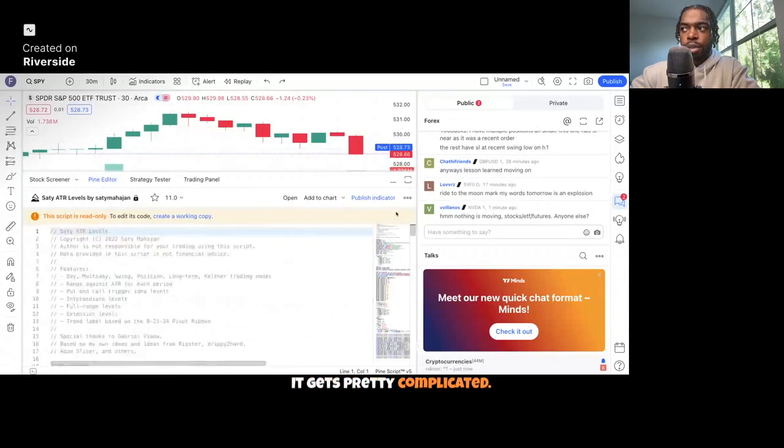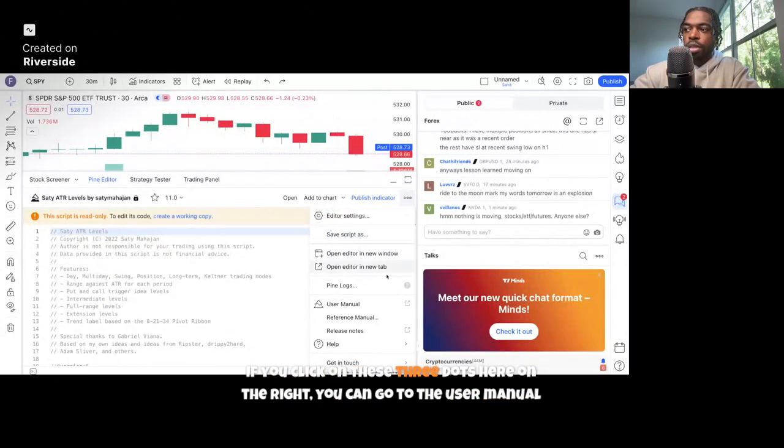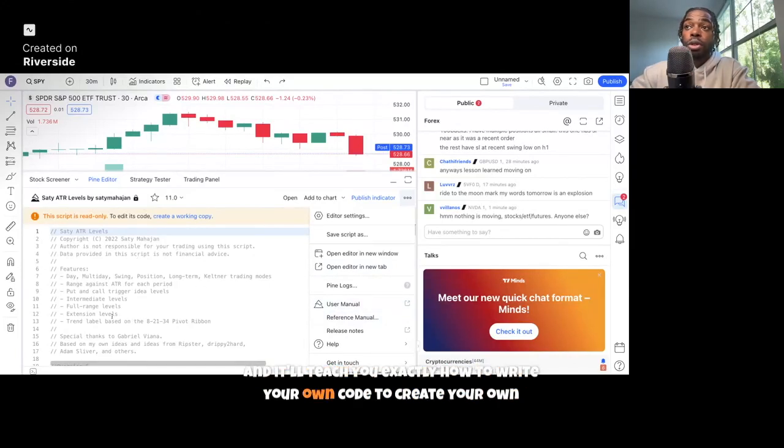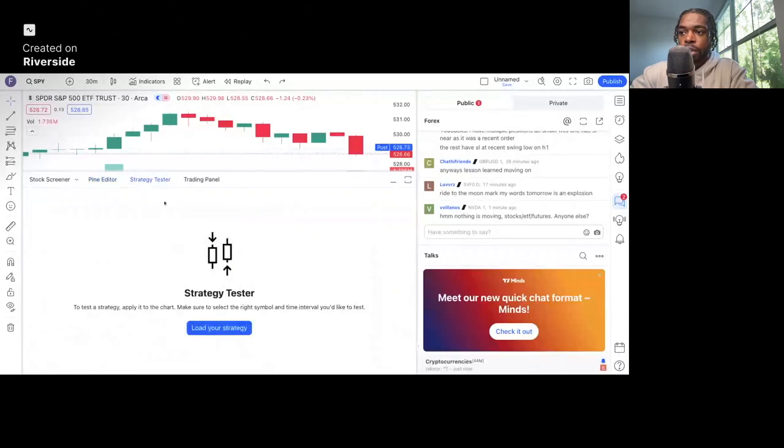It gets pretty complicated. I made my own, but there is a user manual. If you click on these 3 dots here on the right, you can go to the user manual and it'll teach you exactly how to write your own code to create your own indicators. It's pretty cool. And then there's a strategy tester. You can test your strategy on these charts. That's when you get a little bit more advanced. It's actually really cool as well.